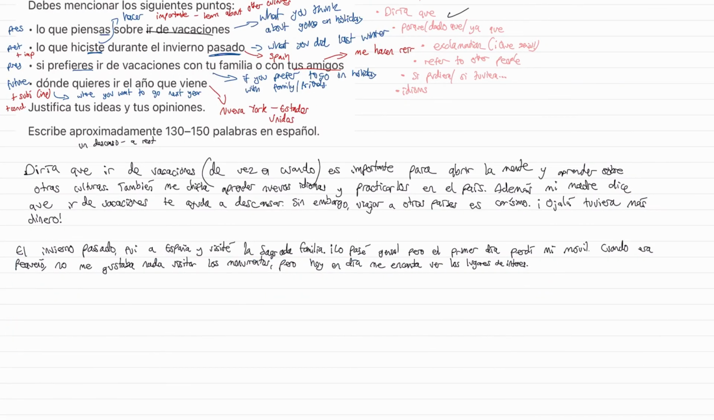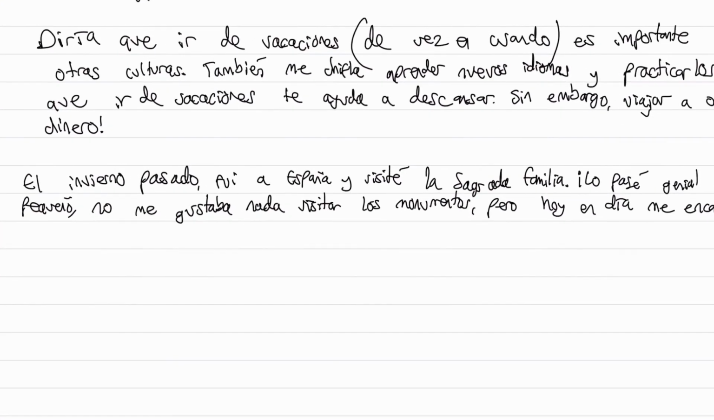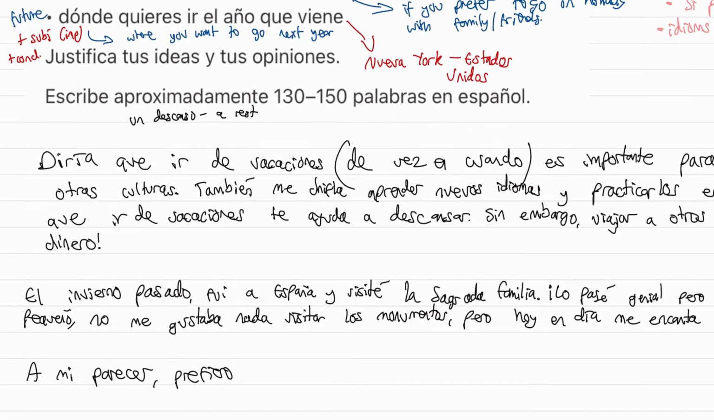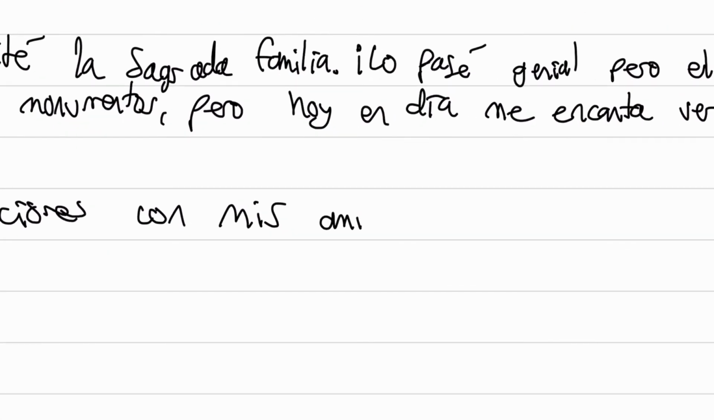Okay, on to the third paragraph now. So if you prefer going on holiday with your family or with your friends, I've picked friends because they make me laugh. So I've got my start to my paragraph there. In my opinion, a mi parecer is a really nice way of saying, very similar to en mi opinión, but slightly different. It's like saying in my view, a mi parecer, prefiero, and then using the words back in the bullet point, prefiero ir de vacaciones con mis amigos. It's not going to be tus, it's going to be mis, obviously my friends. Con mis amigos.